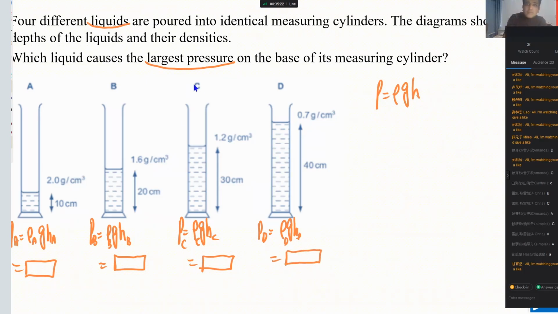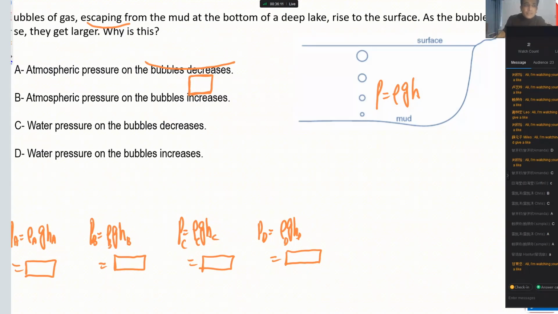So the answer for this question, if you do calculations, your answer should be this one. This value will be the largest value. Okay, please check your calculation. Is your answer C or not? Okay, so let's move on to next one. So I hope this is clear to you. Simply use this formula. So the answer is C. This is the last question from this topic.